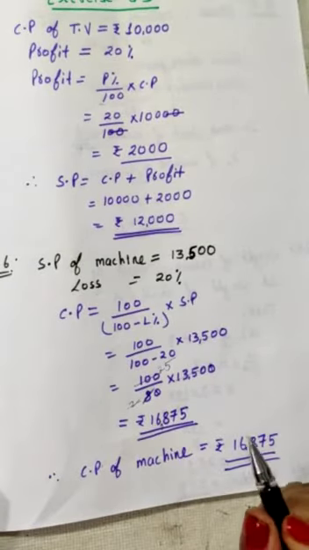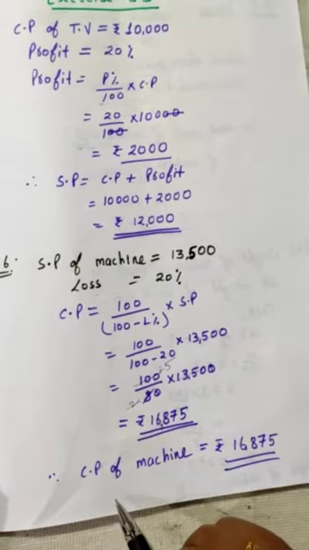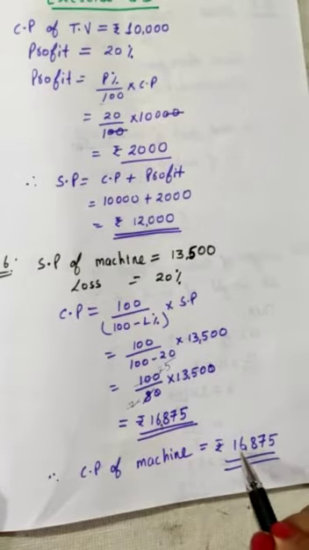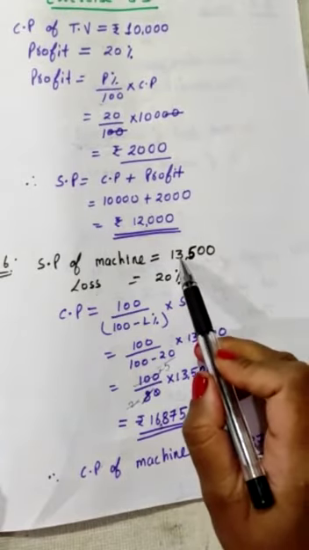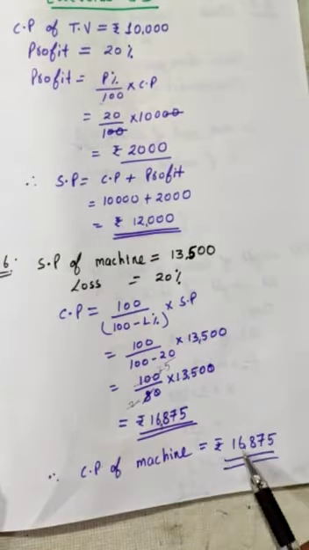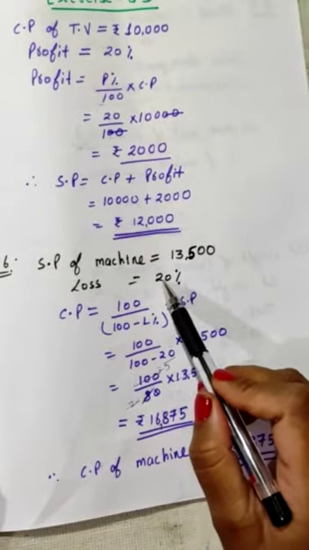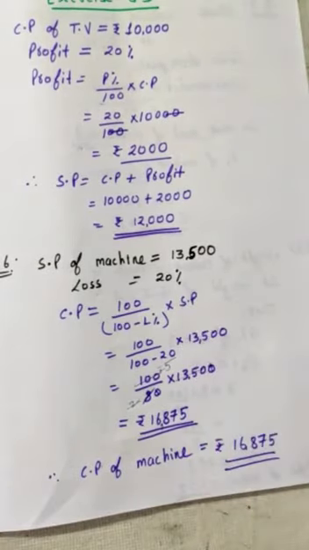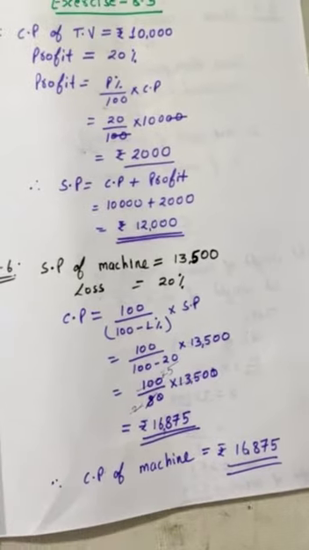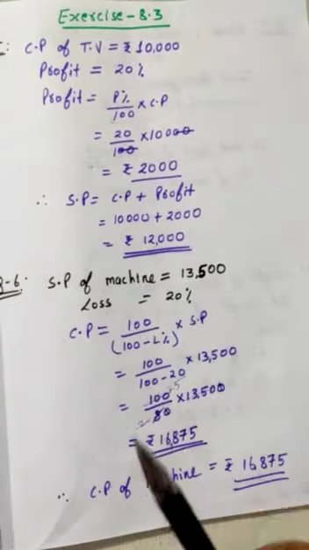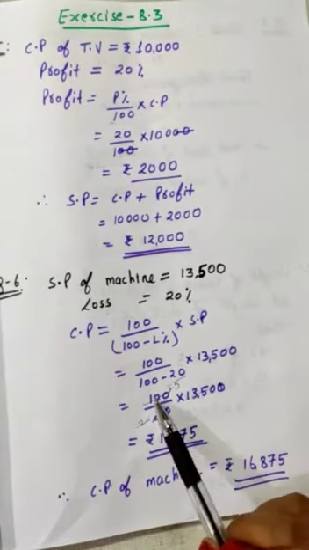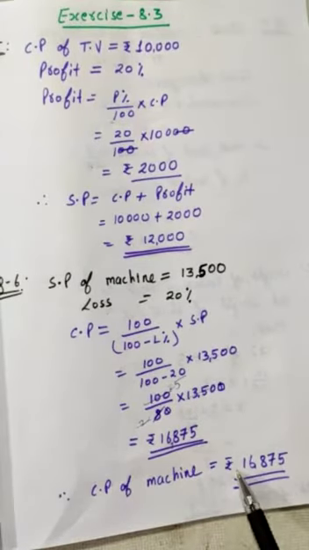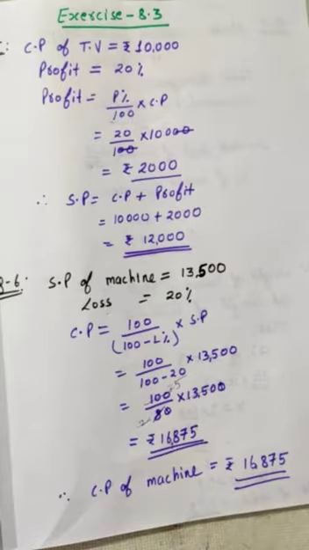16,875. That means the cost price of the machine was 16,875, but it was sold at 13,500, less than the cost price. So that's why the loss was 20%. So this way you have to do the sums. Just see the steps. You have to write the given things first, then write the formula, calculate, and the final statement should also be there. Now we'll proceed further and see the next question.